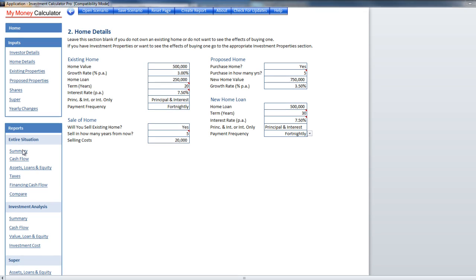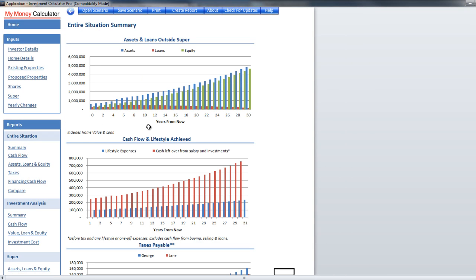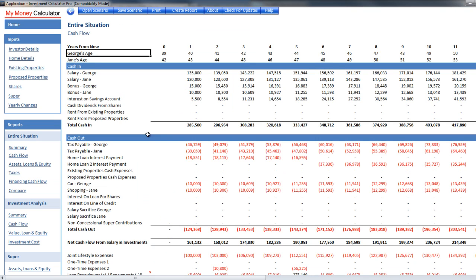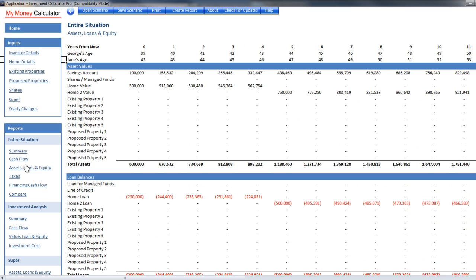First, let's check out the summary page. Here we can see the assets and equity increasing over time and loans decreasing over time. And in 30 years, we can see this couple has around $4.5 million in equity. On the cash flow page, we can see interest payments being made each year for the first home and then the second home loan. On our assets and loans page, we can see the value of the home increasing over time and the value of the loans decreasing over time.